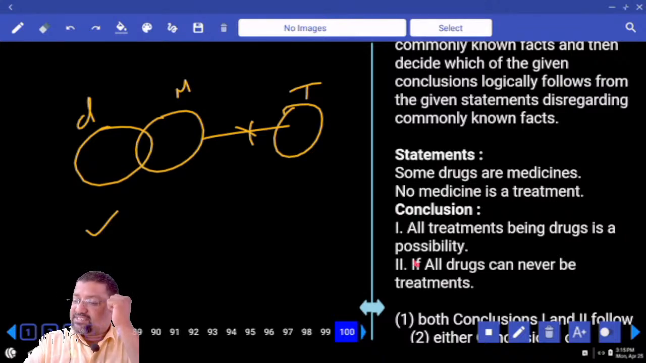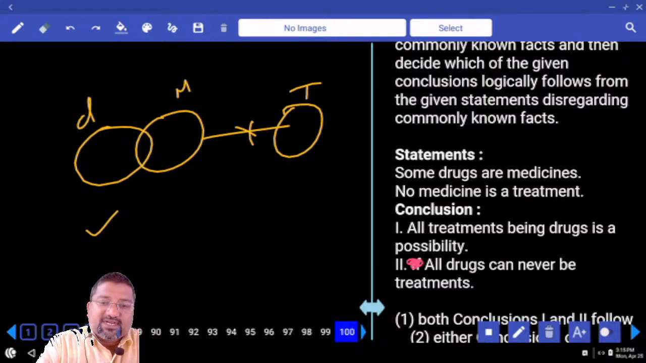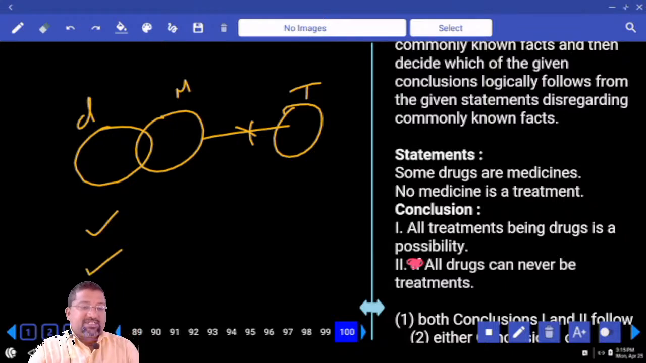Next, there is no if here, printing mistake. All drugs can never be treatments. Can I take all the drugs inside treatment? No. Is it a possibility or not a possibility? Not. And he says it is not possible. Is he right or wrong? Right. So what's the answer? Both 1 and 2 is my answer.